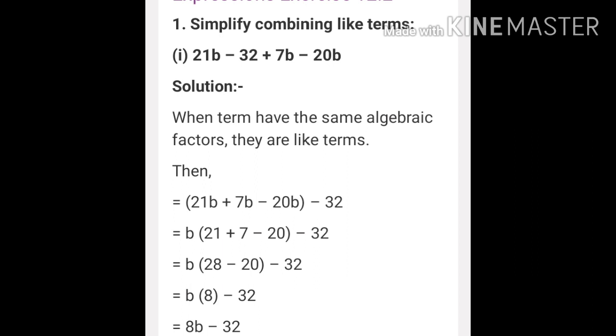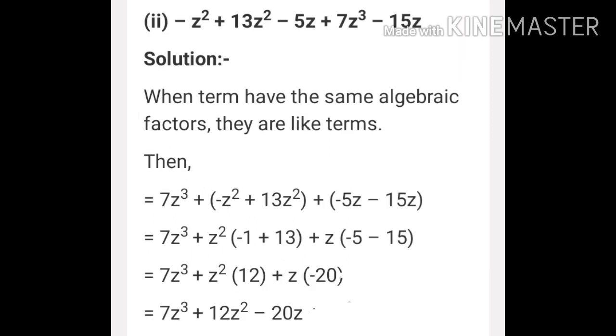As you can see, these are unlike terms, so this will be considered the final answer because this is the last step. Second part, minus z square plus 13z square minus 5z plus 7z cube minus 15z. As we are going to again combine the like terms and simplify the question.